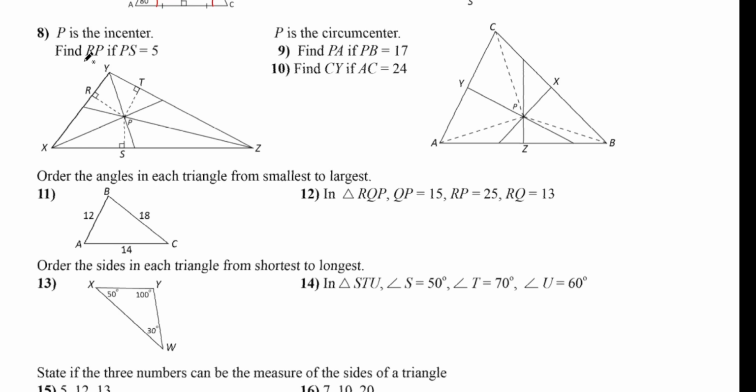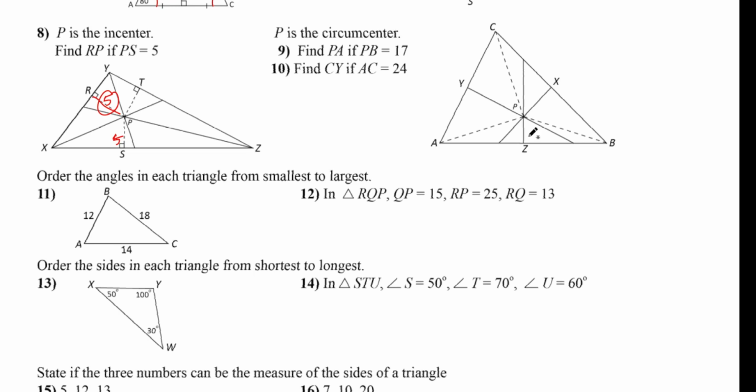Watch this. It says find RP. Where's RP? It's this one right there. Well, what's true about all three of these dotted lines? If this is the incenter, they're all equal to each other. So if PS is 5, very, very easy. What is RP? That's also 5. That's it. Super easy. Didn't have to do any math with that.